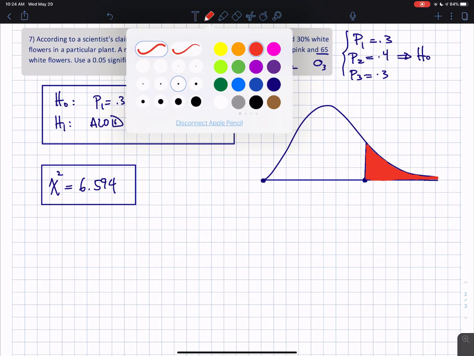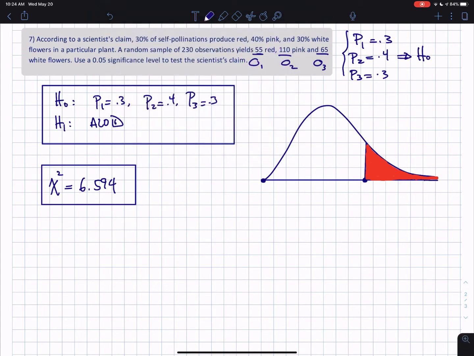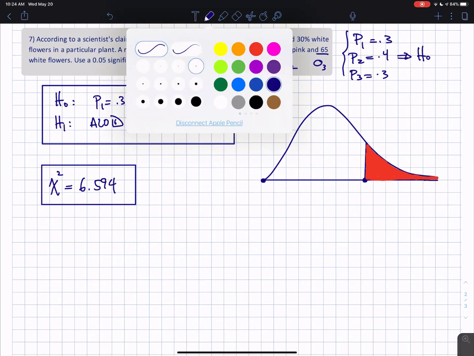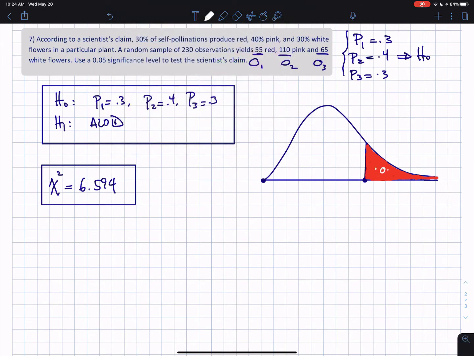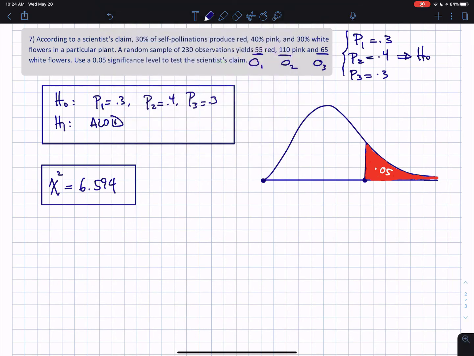Excellent. And my alpha is what does it say? 0.05. So my alpha is 0.05. My rejection region is 0.05, the area of the rejection region. That's what alpha is. It's always a right tail, and remember that's 0, and this is a chi-square distribution.